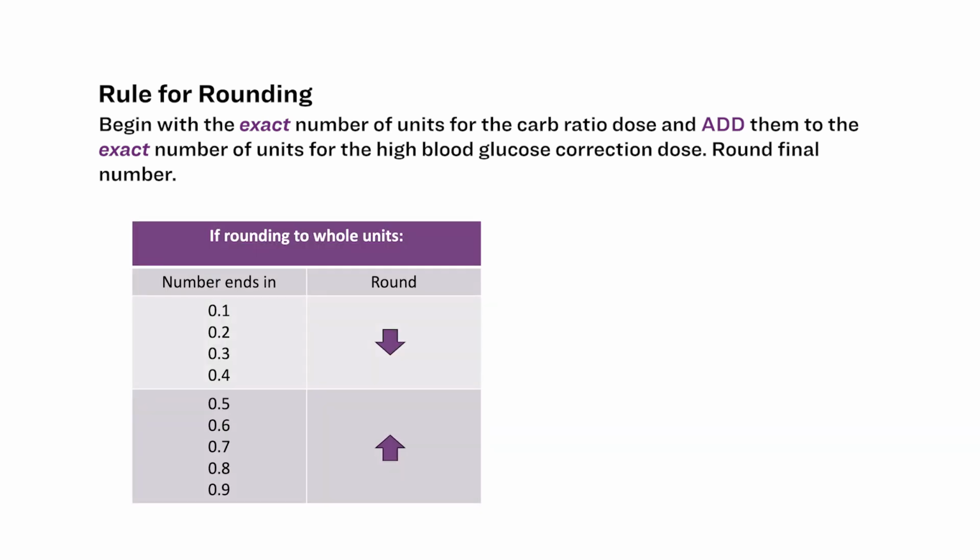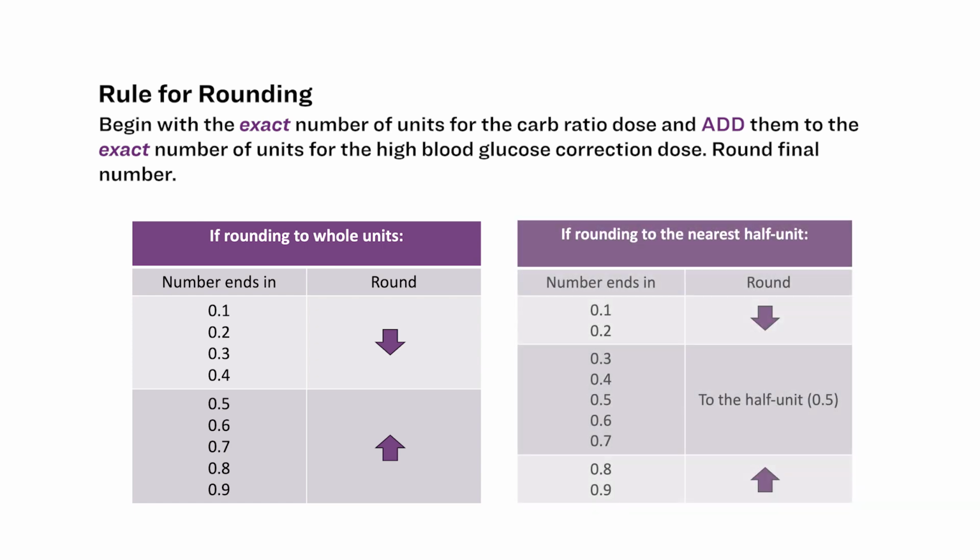If rounding to a whole unit, take the final number and round down if the number ends in 0.1 to 0.4, or round up if the number ends in 0.5 to 0.9. If rounding to the nearest half unit, take the final number and round down if the number ends in 0.1 to 0.2, round to the half unit if the number ends in 0.3 to 0.7, or round up if the number ends in 0.8 to 0.9.